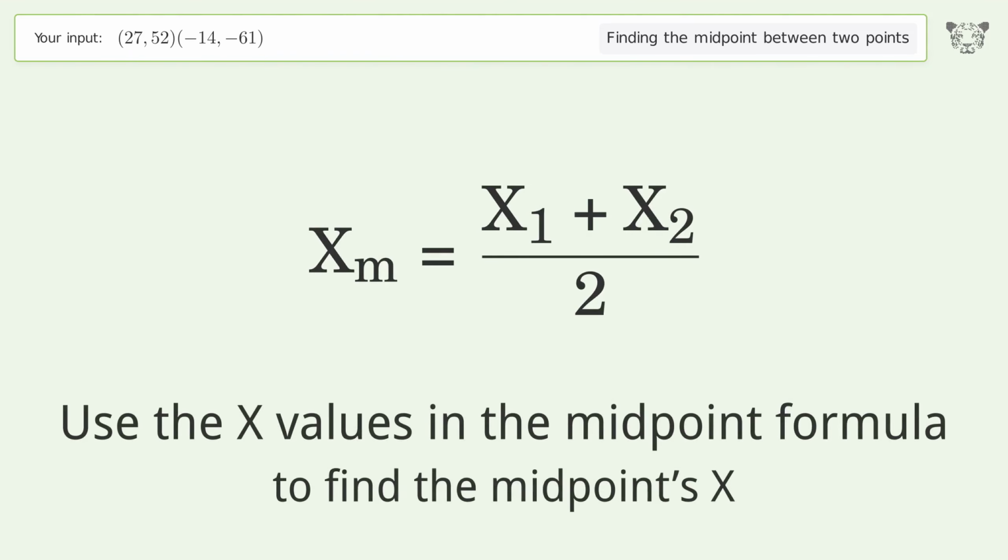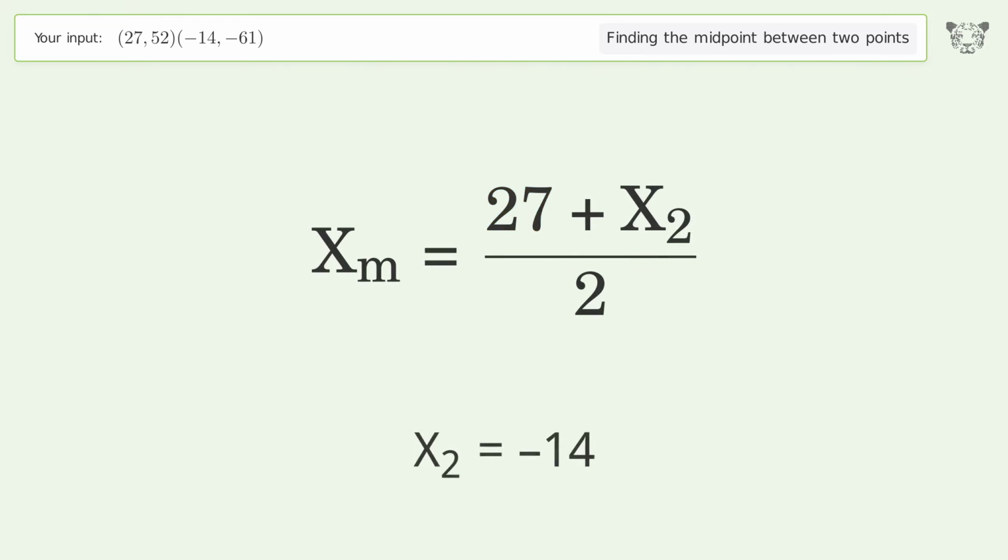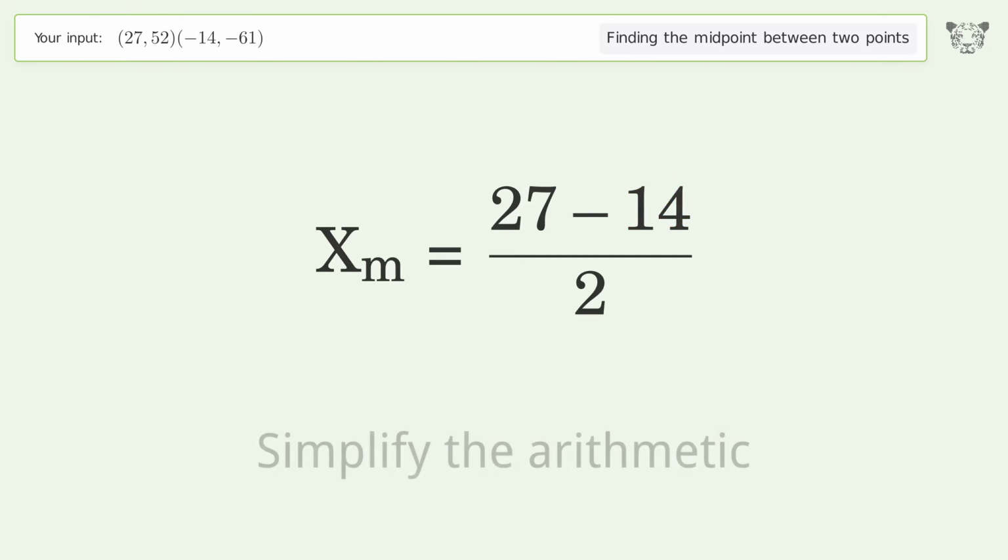Use the x values in the midpoint formula to find the midpoint's x. x1 equals 27. x2 equals negative 14. Simplify the arithmetic.